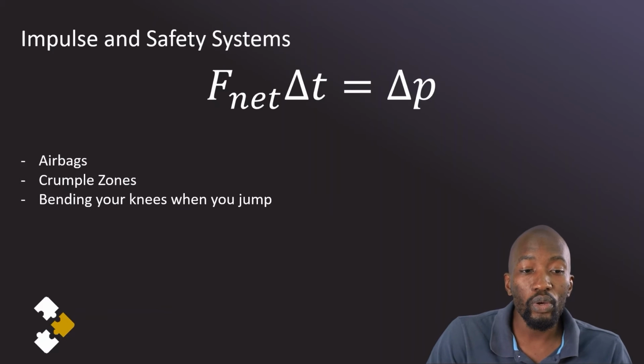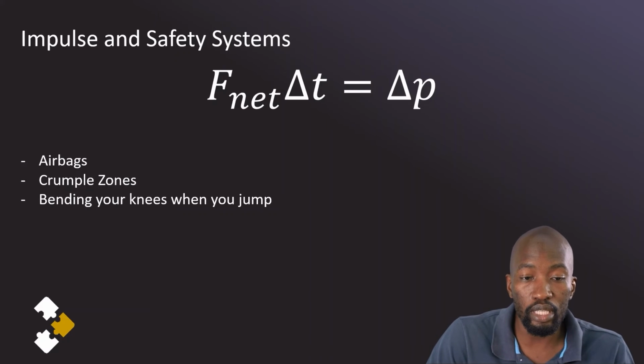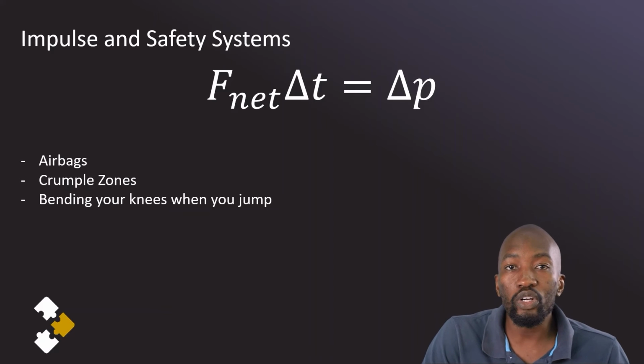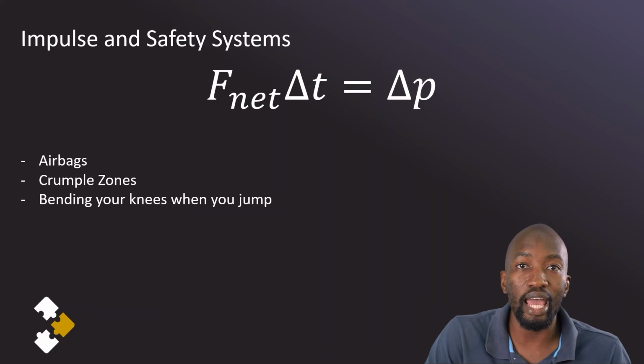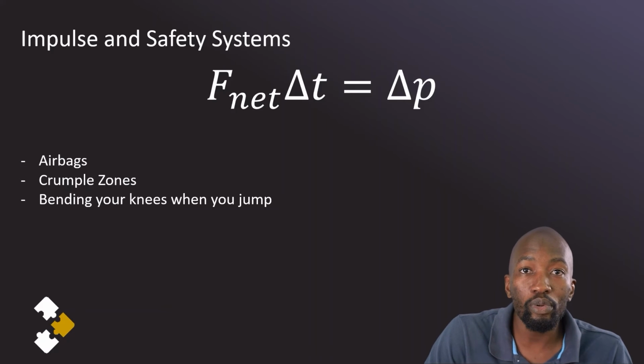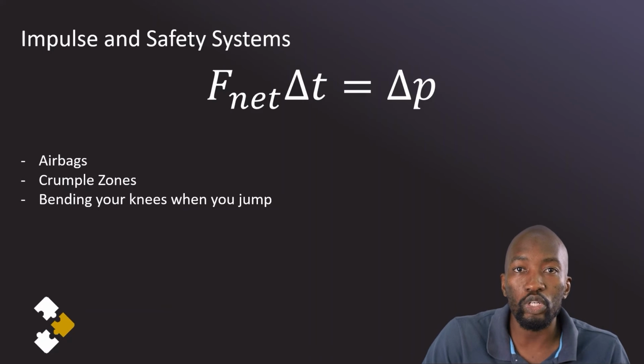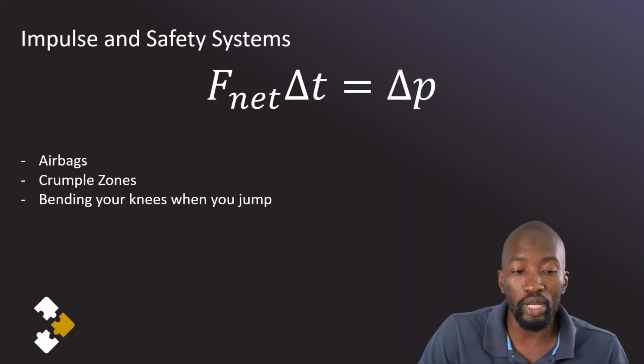Now let's look at impulse and safety systems. This is why we use airbags in our cars. Whenever an accident happens, the airbag comes. Why does the airbag come? It increases the contact time, therefore the net force is going to be less, and then the chances of you getting hurt are less. And also the crumple zone in front of a car increases the contact time and reduces the chance of injury. Whenever you jump, you should also bend your knees, which increases your contact time and makes you less prone to injury.